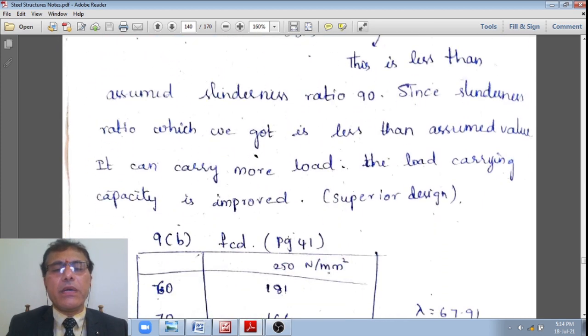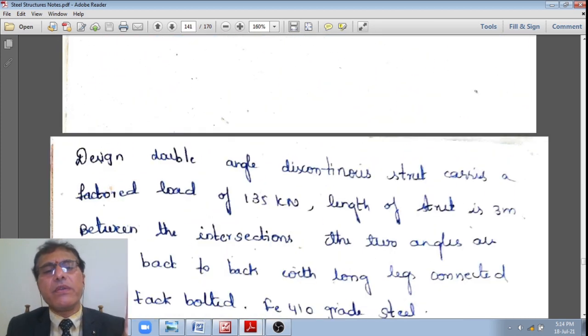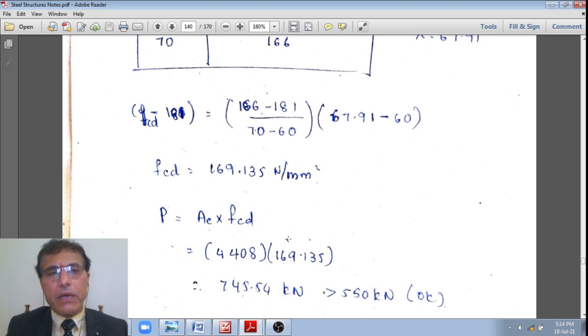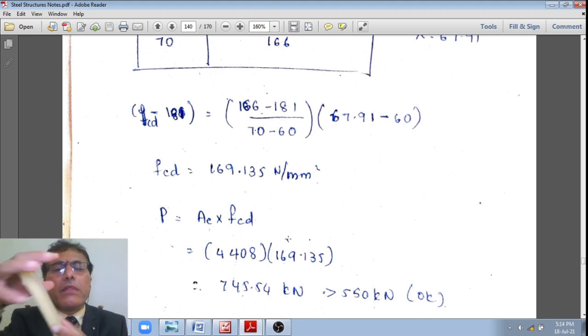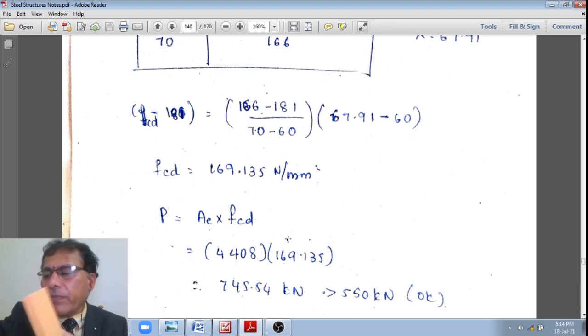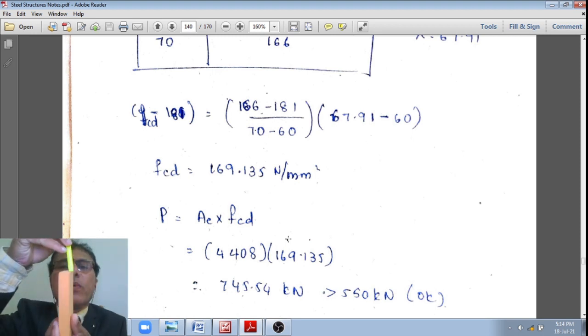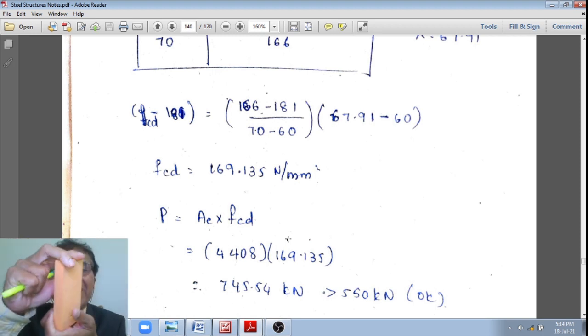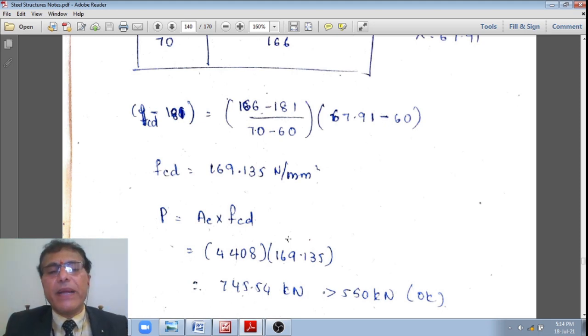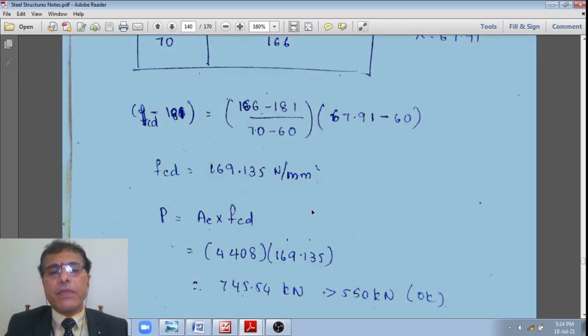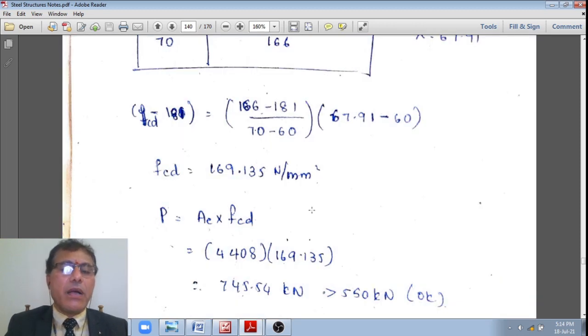That is how in the first problem a section was given and we calculated the load carrying capacity, which was governed about the minor axis. In the second problem, a load of 550 kilonewton is applied where nothing was fixed. We proposed an I-section and made a check for load carrying capacity as well as the slenderness check.